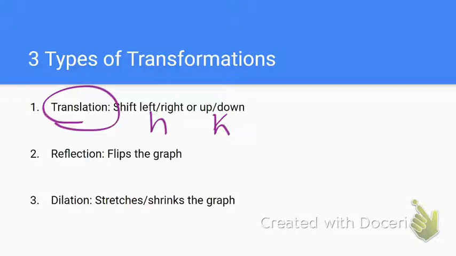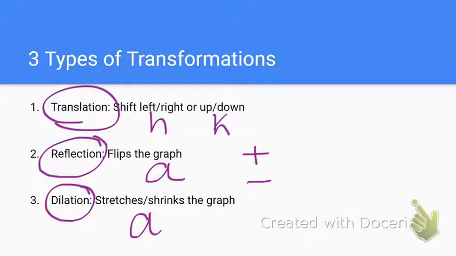If in the directions it says reflect or a reflection, that means you're flipping the graph. And that was controlled by which variable? A, right? And really we're looking at when A is positive or negative. That's going to help you flip it. A dilation is also affected by your A, and it might stretch or shrink the graph. You guys saw it getting wider or getting smaller and shrinking. So these are the 3 types of transformations. You should have that filled out in your little table in your guided notes.